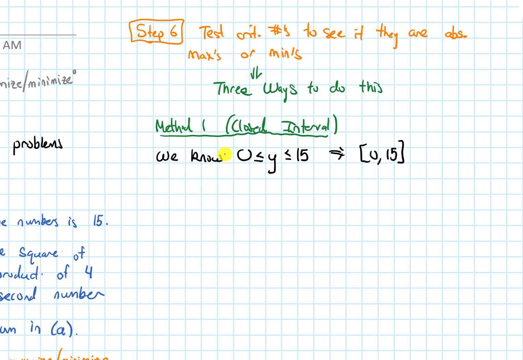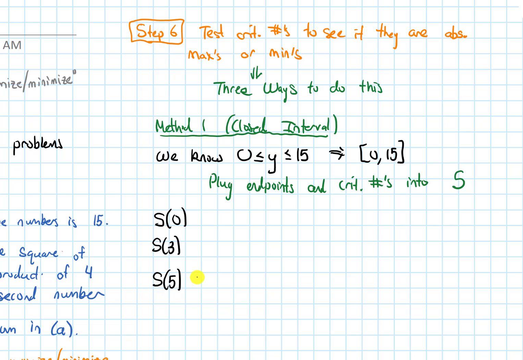All right, remember our method for absolute maxes and mins on a closed interval. To find them, we plug the endpoints and the critical numbers into the original function before we took the derivative. That was s here. So we're going to have to plug in the endpoint 0 into s. We get our critical number 3, and we'll have to plug in the other endpoint, sorry, it's 15.